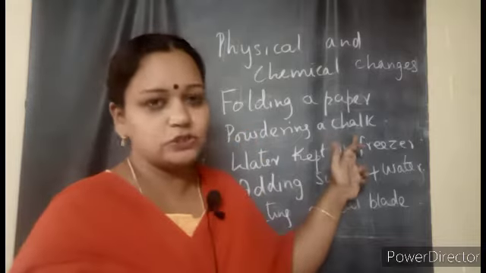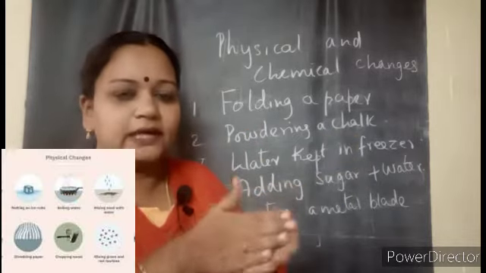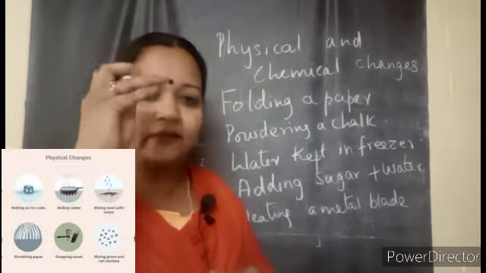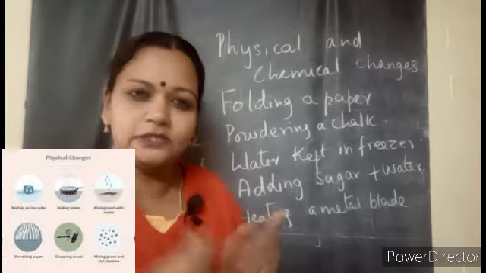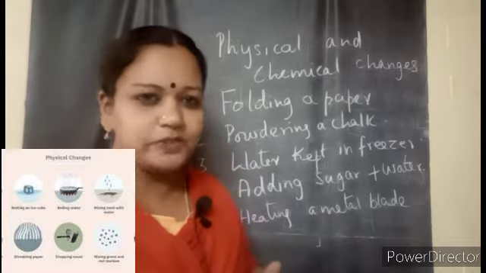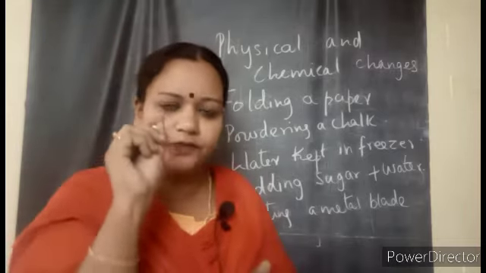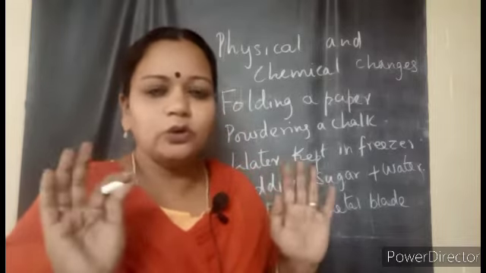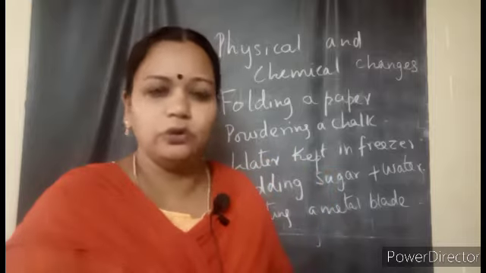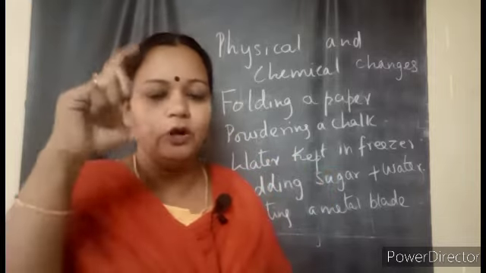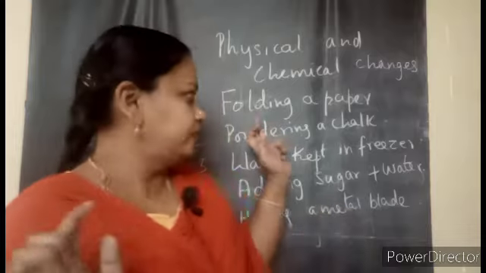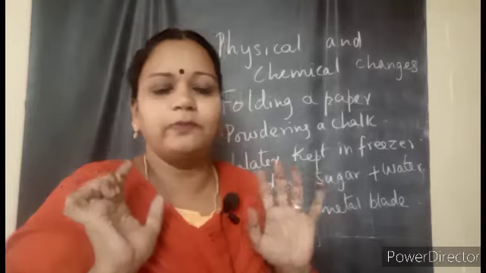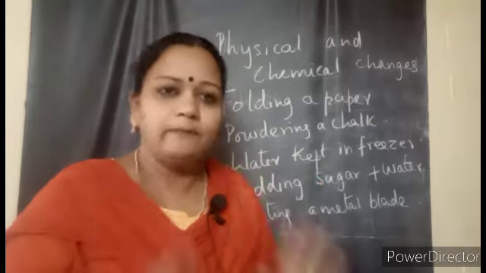Same way, when I am powdering a chalk, all that powder I can collect, mix with water, and dry in the sunlight, and I'll be able to get the chalk piece again. Each bit of chalk also has the quality of the chalk piece only. The property of the chalk is not going to change from the small bit to the big long chalk piece. The property is the same. Here also, I can tear the paper into small bits, but each bit of paper is going to have the quality of paper only.